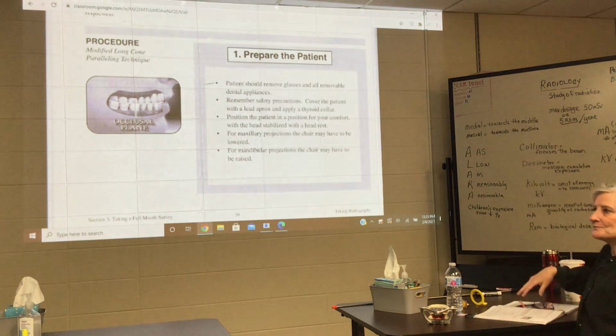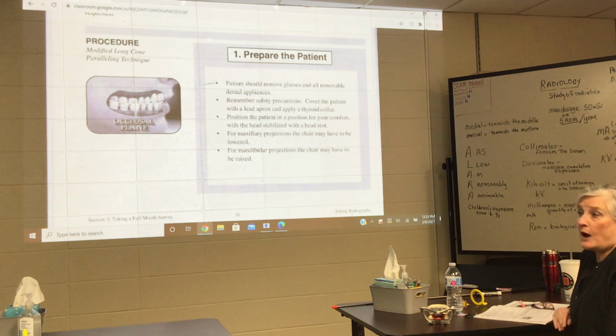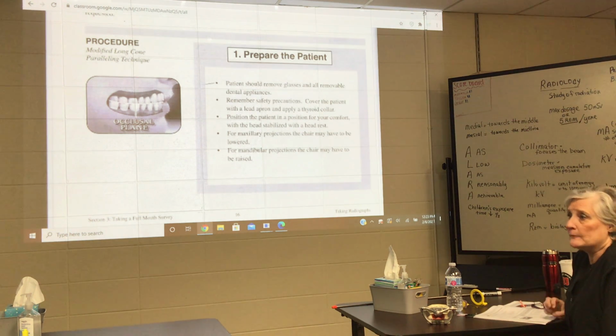So it's fine if they have an implant, to see the screw, because you can't remove it if it's not removable.